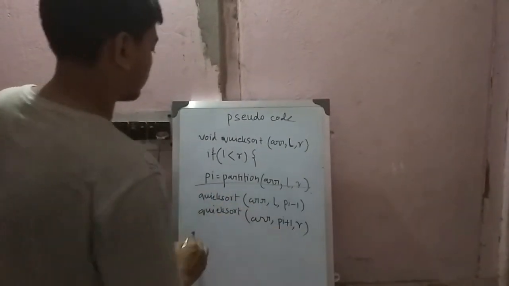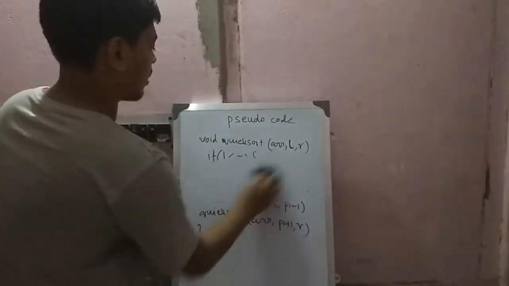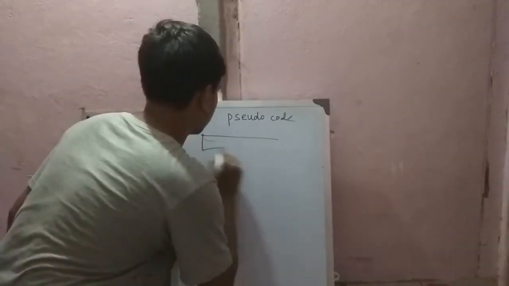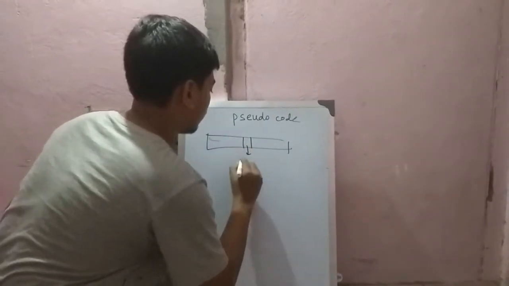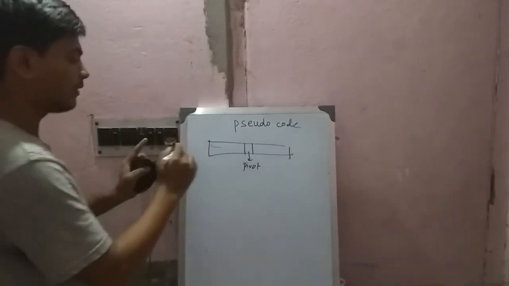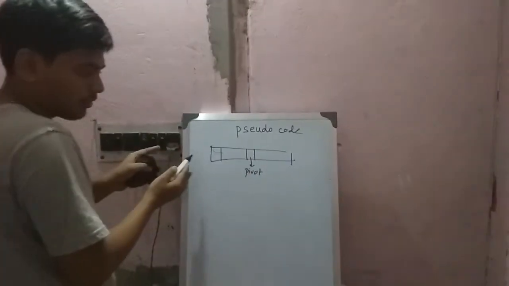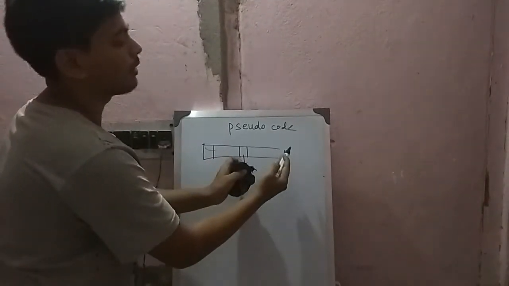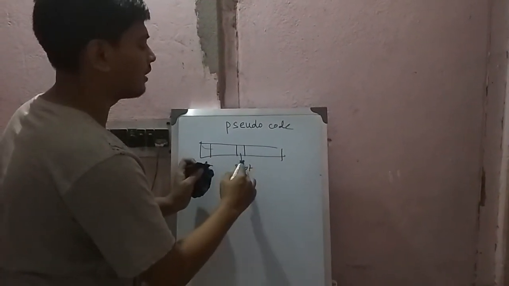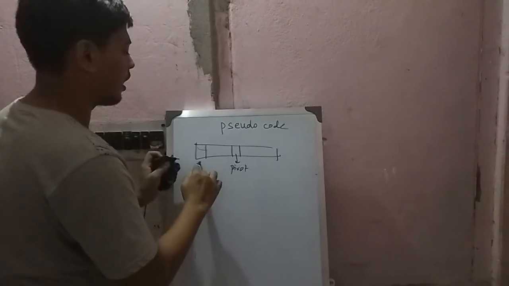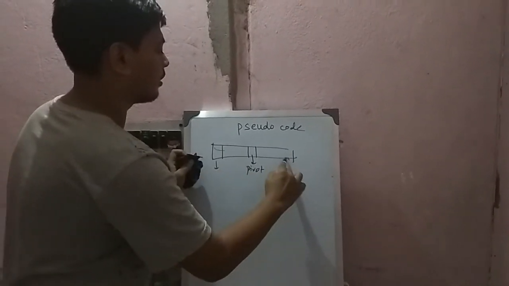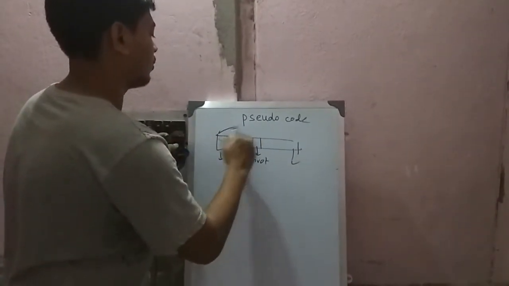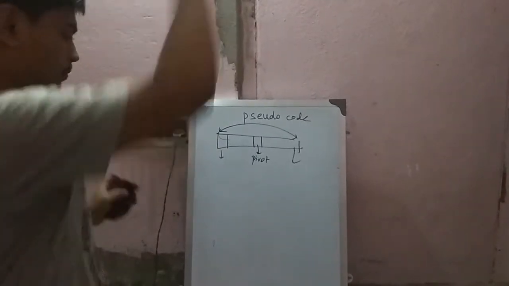Now I will discuss the partition code. How does the partition work? This is the array. Suppose this is the pivot. My goal is that the left part of the pivot will remain lower than the pivot, and the right part of the pivot will remain greater than the pivot. So whenever you see a smaller element and a larger element according to the pivot, you swap. So that is how partition works.